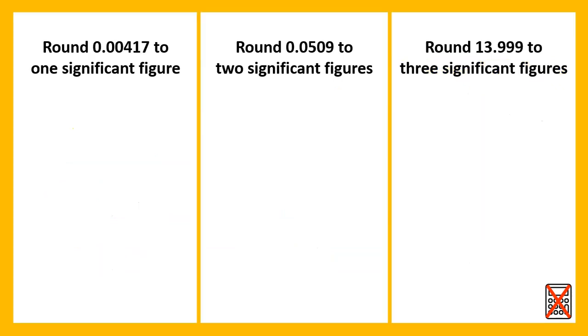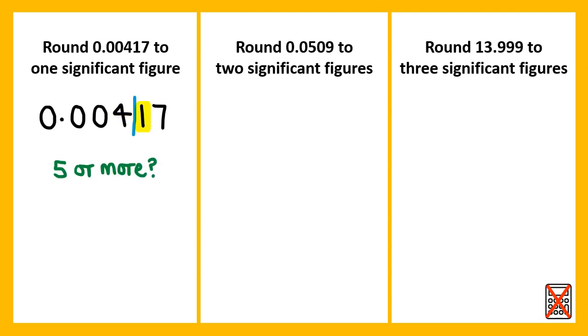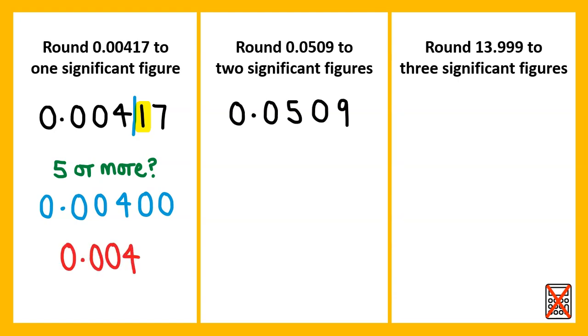On to the intermediate questions with a slight increase in difficulty. We're rounding 0.00417 to one significant figure. My first important digit is the 4, so putting my rounding line afterwards and looking to see whether the next number is 5 or more, which it's not, so I'll need to round down by keeping the 4 the same and everything afterwards changing to zeros. My answer is 0.004.